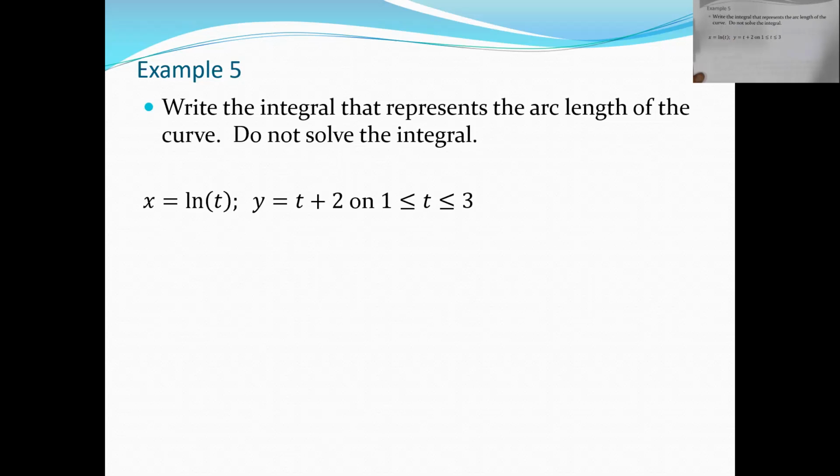So it says write the integral that represents the arc length of a curve. Do not solve the integral. So we're going to set this up, and that's it.